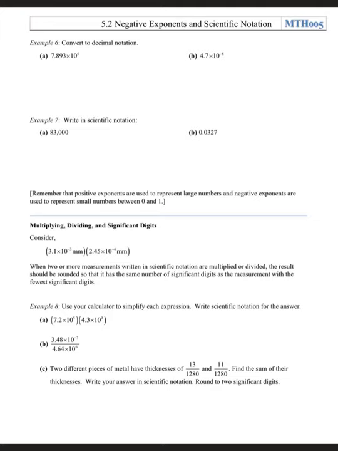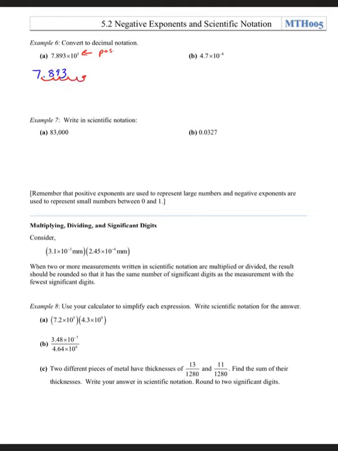For the first two, we're converting from scientific to decimal notation. So the first thing we do is look at the exponent. Here you see that it's a positive exponent. That means we are taking the decimal right here and moving it 5 places to the right. So I'm going to rewrite this number, 7.893, and we're moving it 5 places to the right. So 1, 2, 3, 4, 5.